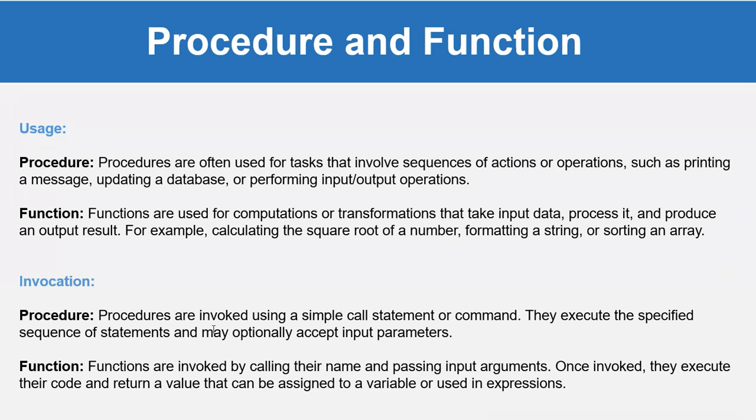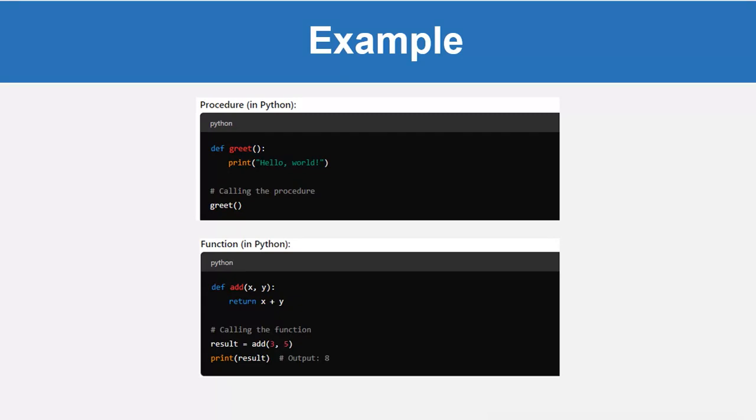If we talk about invocation, or calling a procedure or function in code, procedures are invoked using a simple call statement or command. However, functions are invoked by calling their names and passing the input arguments. Once invoked, they execute their code and return a value that can be assigned to a variable or used in expressions.